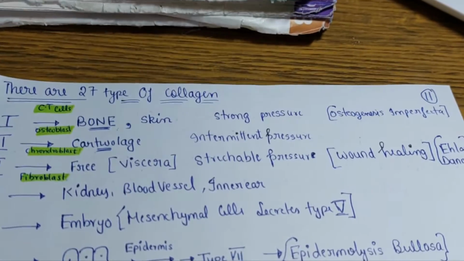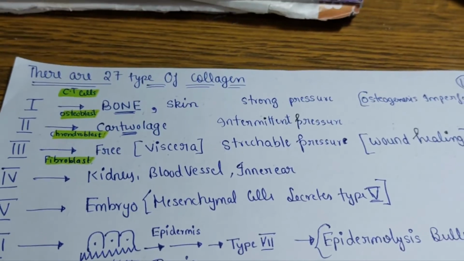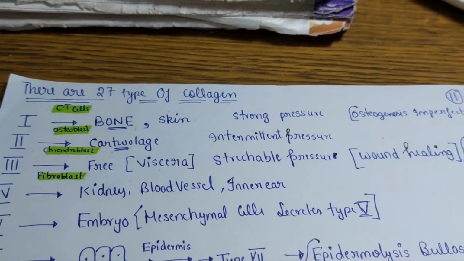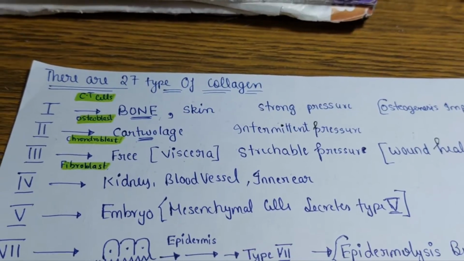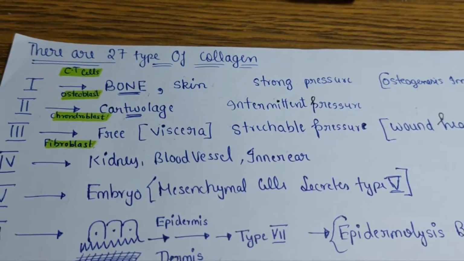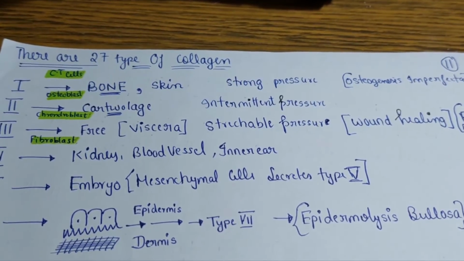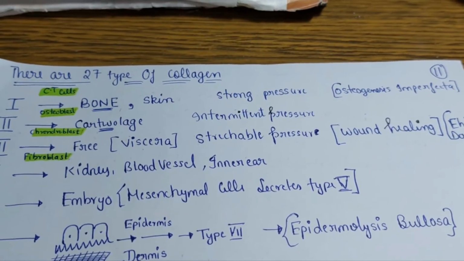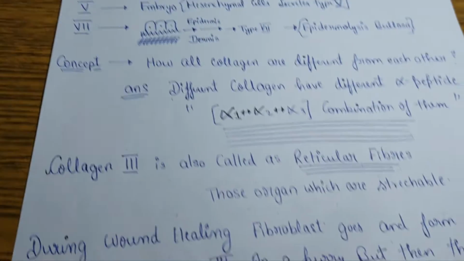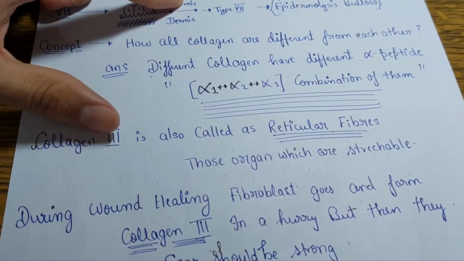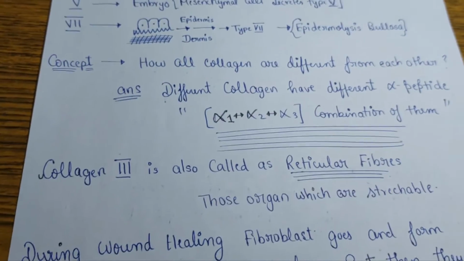Collagen type 3 is present in viscera. It is present in many places, and it is stretchable. Collagen 3 makes the support system of the GIT, of internal vessels, and also of lymph vessels. So collagen 3 is very free and it is present around the viscera. Collagen 3 is also called reticular fibers. And they help those organs which can stretch a bit.